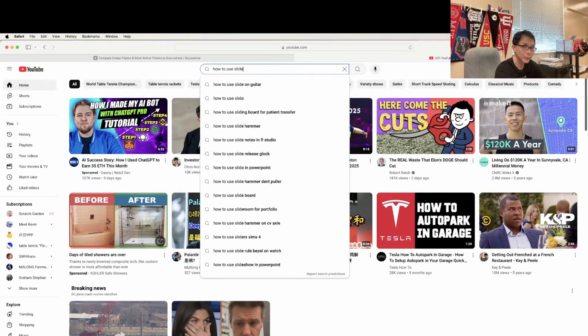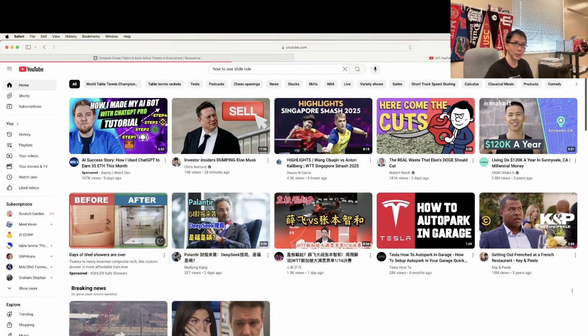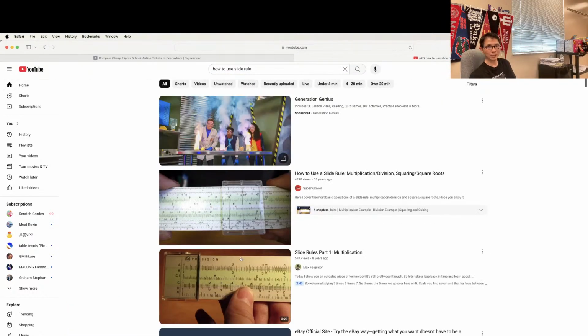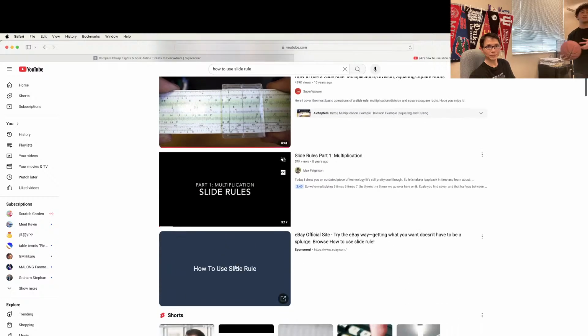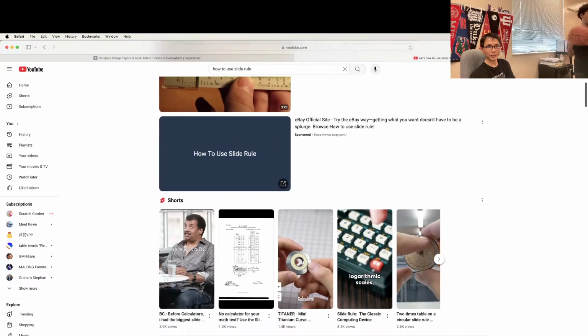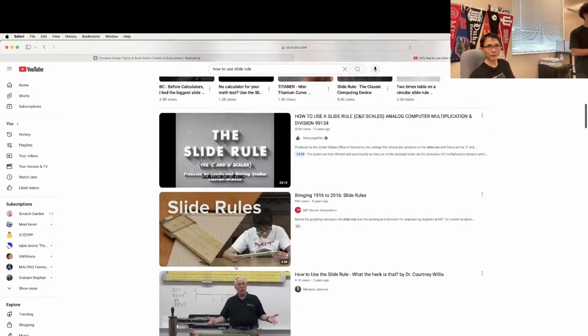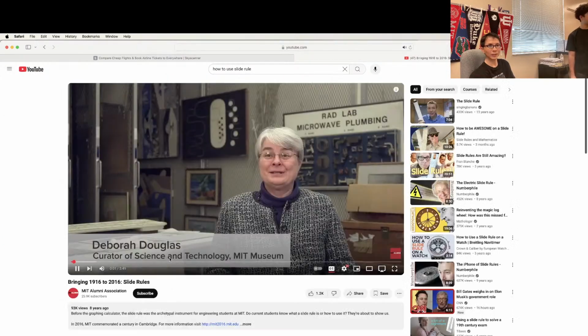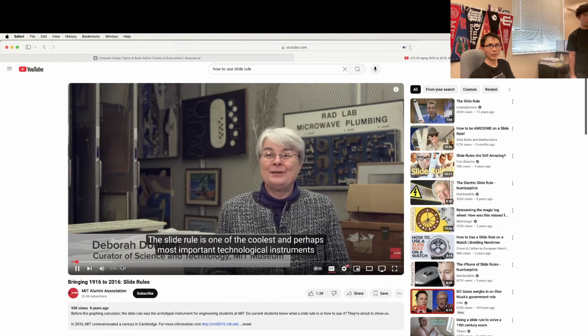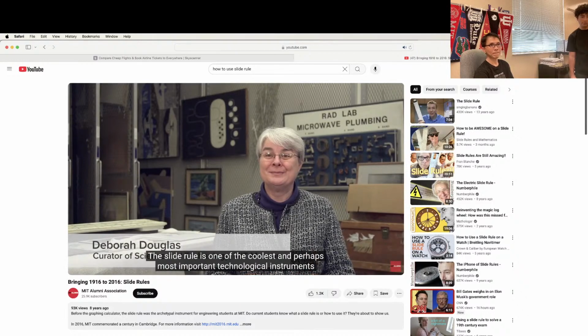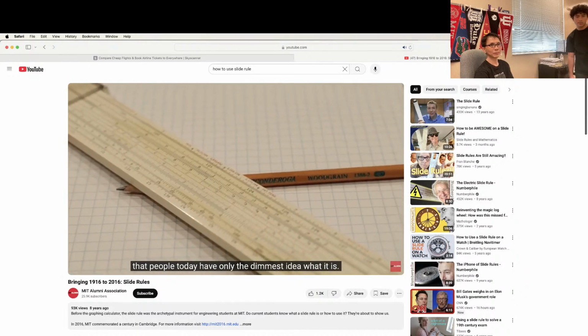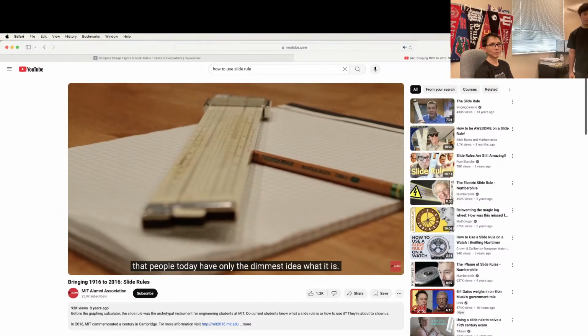I'm guessing it's like the abacus. This is a slide rule. Oh, I thought it was way more complex. The slide rule is one of the coolest, perhaps most important technological instruments that people today have only the dimmest idea what it is.